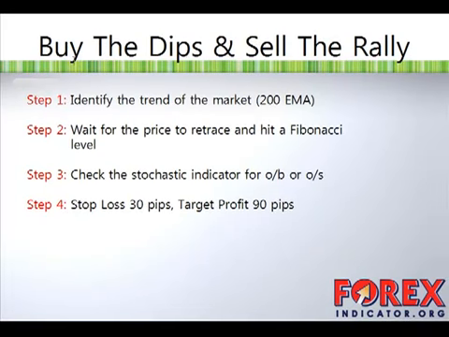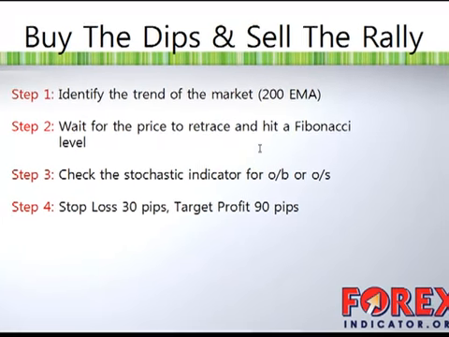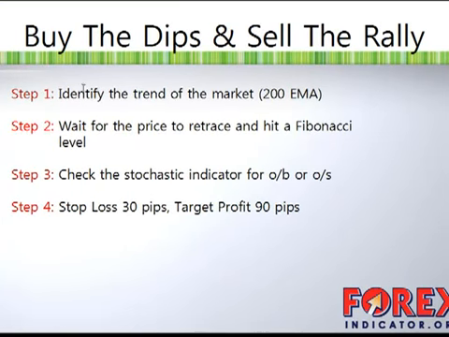I call this the buy the dips and sell the rally strategy. Why do we call this buy the dips? Basically, if you are in a strong uptrend, the price will retrace. As it comes down, you buy the dips. Every time it retraces, you buy the dips and make profit from it. If in a downtrend, when the price retraces, you sell the rally. You see that? You sell the rally. This is basically the whole idea of this strategy.